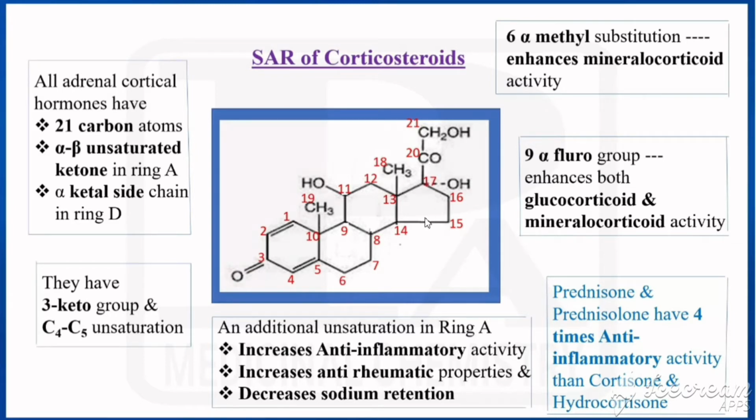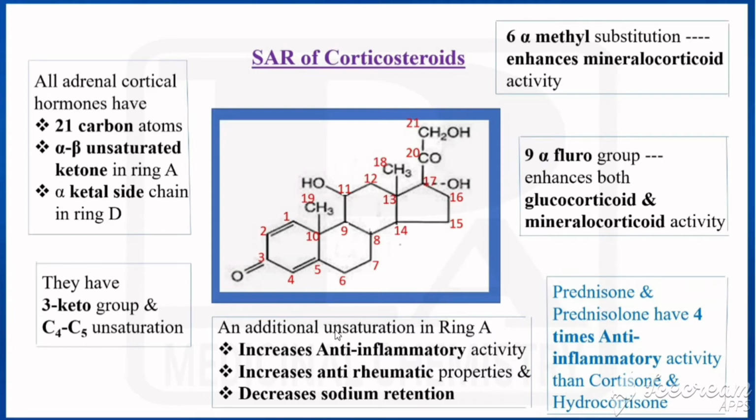So what is the important point? All the adrenal cortical hormones should have 21 carbon atoms, alpha beta unsaturated ketone in ring A, and at ring D it should have alpha ketol side chain. So what is that? It is having ketone group, that is 3 ketone, and double bond is present between 4 and 5. So C4, C5 unsaturation. And in ring A, all should have that one, that is alpha beta unsaturated ketone.